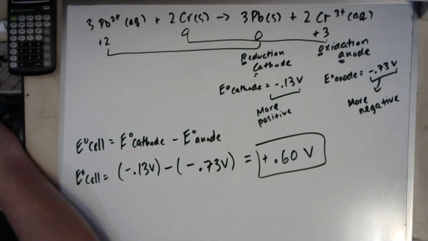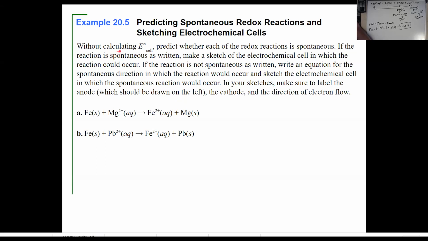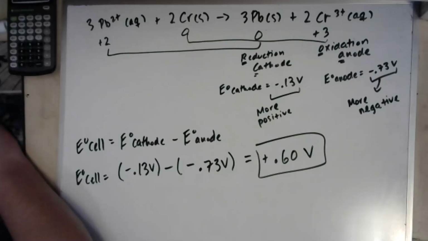The next question that we're going to look at is a little more involved. This says, without calculating E cell, predict whether each of the redox reactions is spontaneous. If it's spontaneous as written, then we're going to sketch the electrochemical cell. These are very basic sketches so you can see what's happening. If the reaction is not spontaneous as written, then write an equation for the spontaneous direction and then sketch that cell. In our sketches, we're going to include the anode, the cathode, and the direction of electron flow. All of that sounds more complicated than it actually is, I promise.